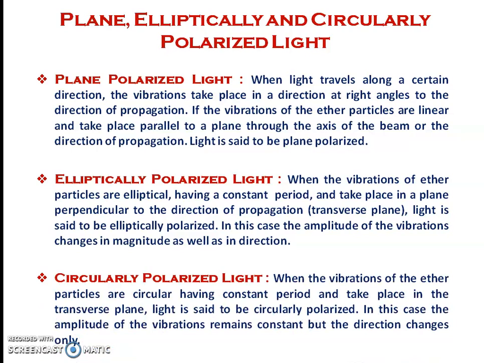And the third one, circularly polarized light. When the vibrations of the ether particles are circular, having constant period and taking place in the transverse plane, light is said to be circularly polarized. Remember, in this case the amplitude of vibrations remains constant but the direction changes only.